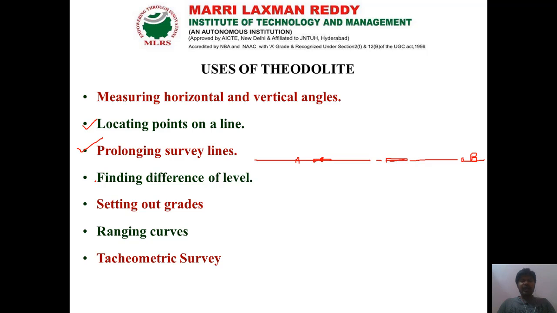Then finding difference of level. With the help of theodolites we can find the difference of elevation between points, like a dumpy level, we can use a theodolite also. Then setting out of grades. Then ranging the curve. When we are making the curve profile in the road, railway or canal alignment, whatever it is, we can make a smooth curve alignment easily with the help of a theodolite.